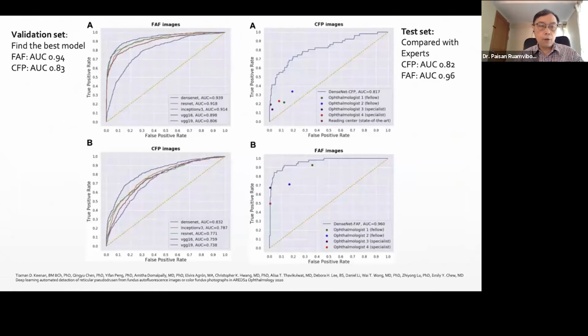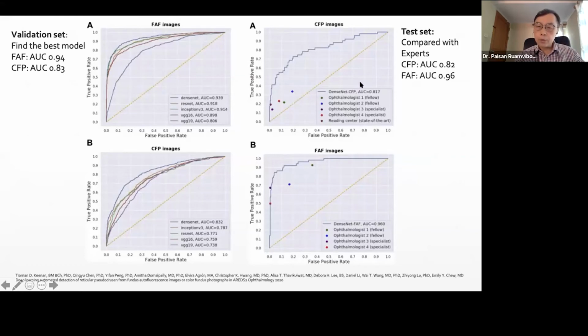And the second model performs analysis on the color fundus images. But you can see for the validation set, the model for making predictions on fundus autofluorescence has an AUC of 0.94, and the model for making predictions on the color fundus photo, which had a label transferred from the fundus autofluorescence, has an AUC of 0.83, which is pretty good.